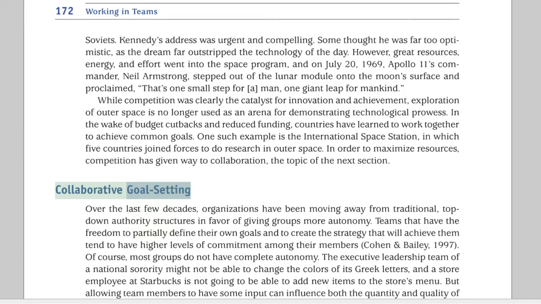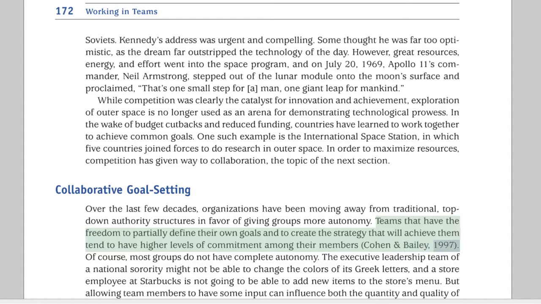Collaborative goal setting. Over the last few decades, organizations have been moving away from traditional, top-down authority structures in favor of giving groups more autonomy. Teams that have the freedom to partially define their own goals, and to create the strategy that will achieve them, tend to have higher levels of commitment among their members. Cohen and Bailey, 1997.